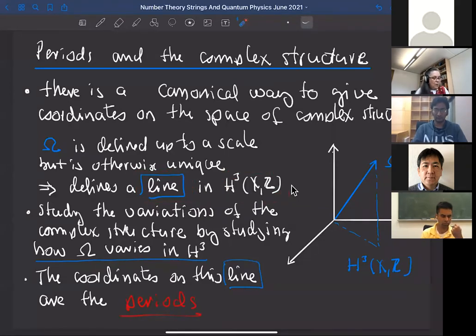To study the variations of the complex structure, one can study how this holomorphic form varies within H^3. Once you have your line here, the coordinates of the line are precisely what one refers to as the periods.